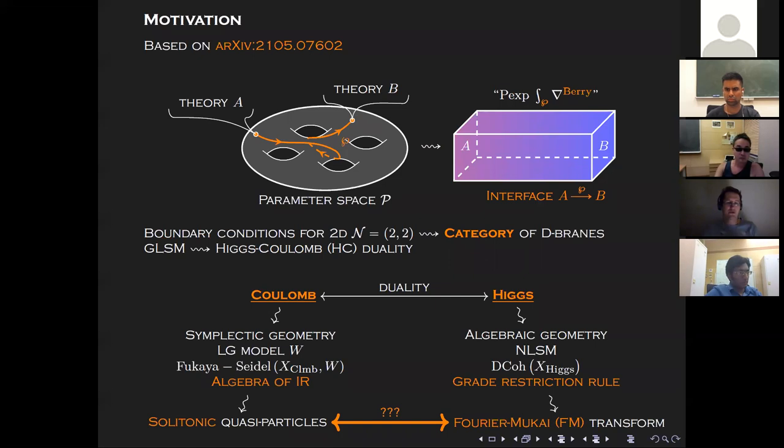in the IR could be given in terms of solitonic quasi-particles. And it's technically involved, still a physically natural setup. Right, we have some quantum theory, we are interested in low energy vacuum dynamics, and we have some number of quasi-particles that somehow interact. In this fashion, the Higgs branch seems to stay in the realm of algebraic geometry. So the most called duality concept is given by a Fourier-Mukai transform, and it's still a somewhat abstract notion in algebraic geometry. However, as I said, there is Higgs-Coulomb duality, and these two notions have to be on equal footing.